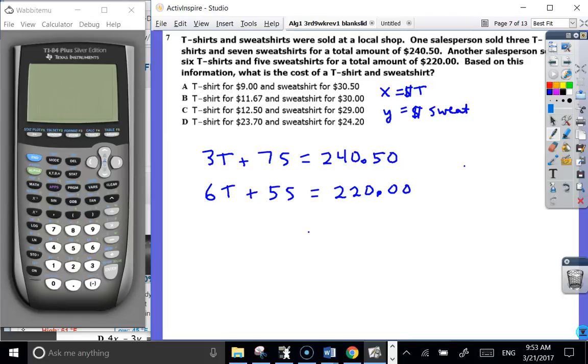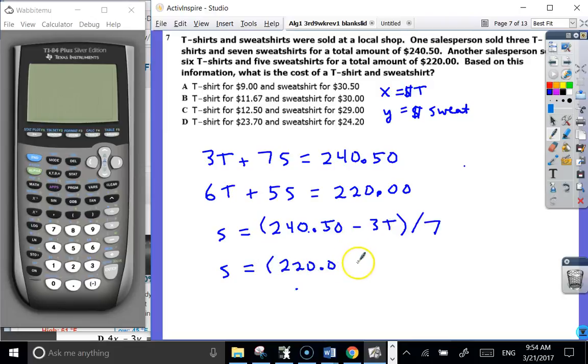Well, here, this is the first one. We're using like T is X and S is Y. So I'll solve for S. The first one would be in parentheses, 240.50, right? Minus 3T, which is like X, divided by 7. The second one would be parentheses, 220, don't really need a decimal, minus 6T divided by 5. Right? You see how all those terms get there? Yeah.